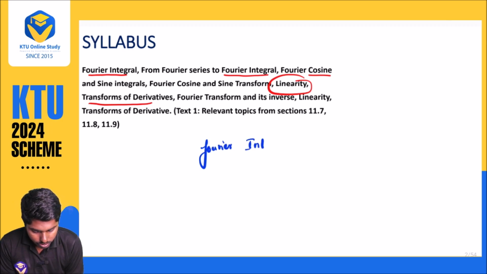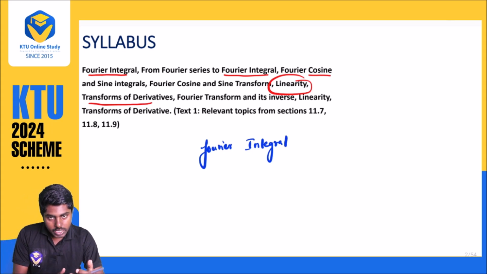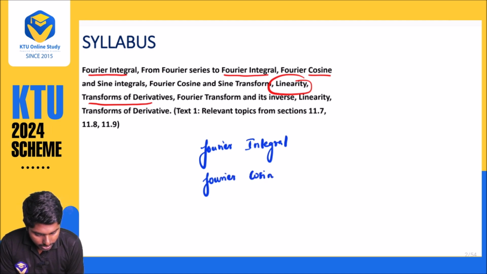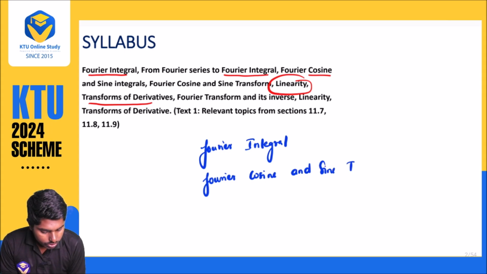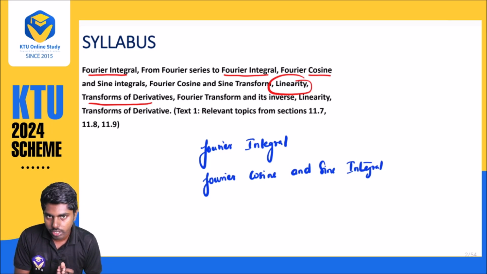Then, once you know the Fourier integral, its continuation is the Fourier cosine and sine integral. It's a continuation of the Fourier integral. If you know the Fourier integral thoroughly, you will be able to easily solve the Fourier cosine and Fourier sine integral. Very easy topic, you just want to know the formula.